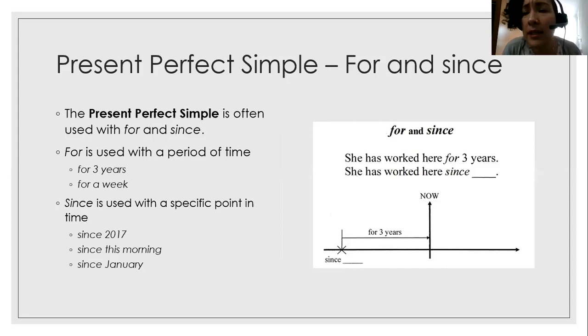Then let's look more closely at for and since, okay? So we often use present perfect with for and since. For is used with a period of time. For example, for 3 years, for a week, okay? And then since is used with a specific point in time. So for example, since 2017, since this morning, since January, okay? For gives you the amount of time, since gives you the beginning of the time, okay? That is the difference between for and since.